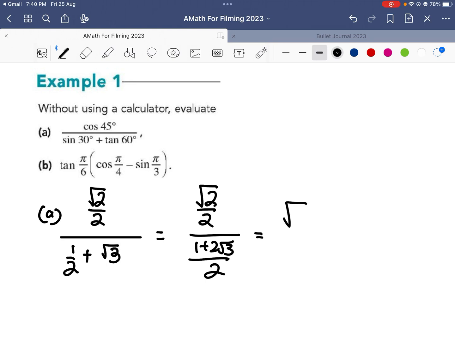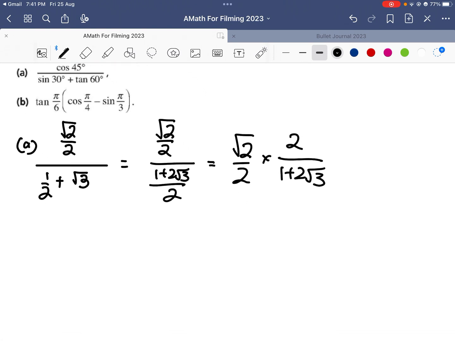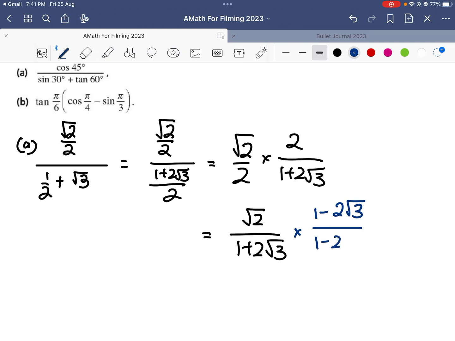So what I'll have is root 2 over 2 multiplied by 2 over 1 plus 2 root 3. So what I'll get is square root 2 over 1 plus 2 root 3. Now, to rationalize my denominator, just a quick recap of what we did in surds. You need to multiply by the conjugate of the denominator. Since the denominator is 1 plus 2 root 3, the conjugate is 1 minus 2 root 3.